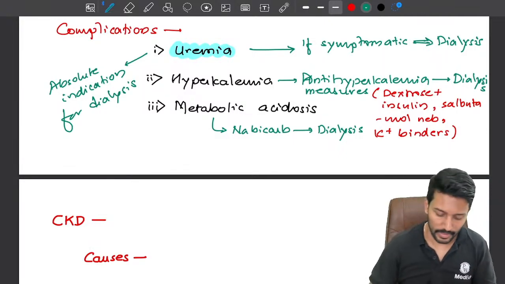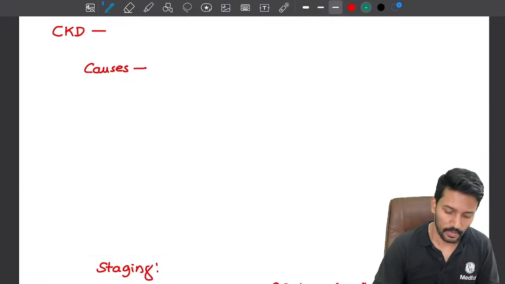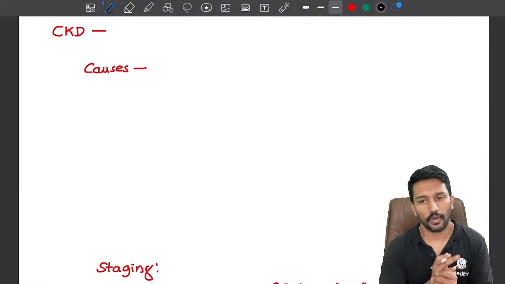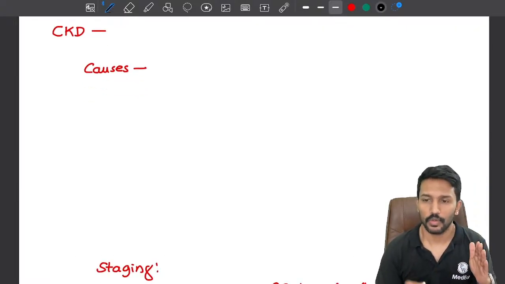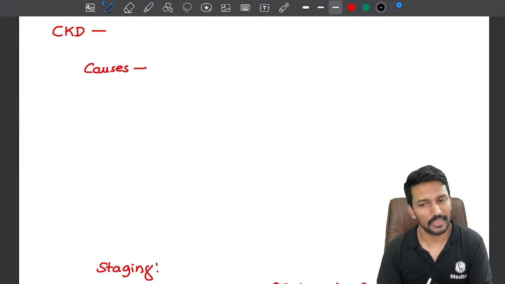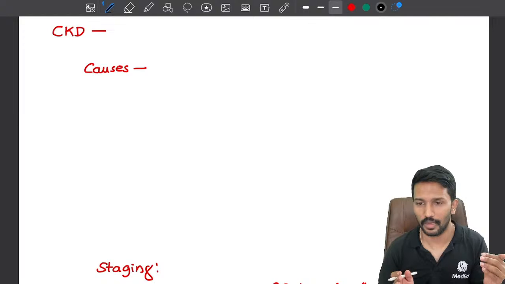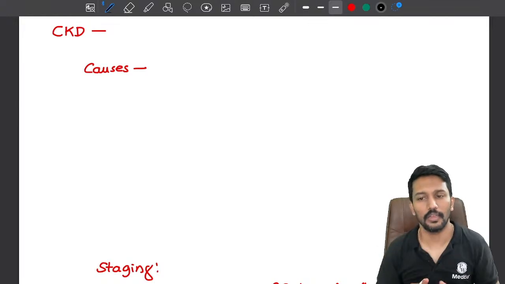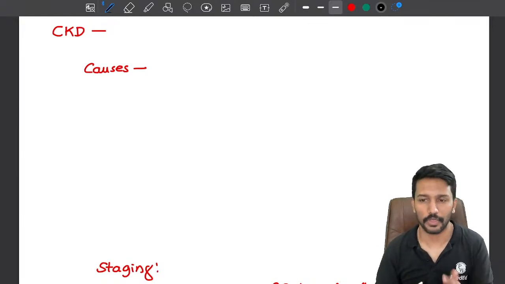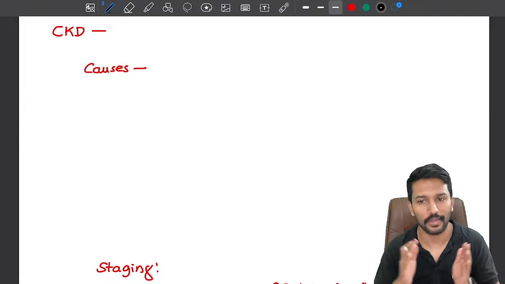Okay, so that is about the acute kidney injury. We will move to the chronic kidney disease or CKD. Now when it comes to chronic kidney disease, how to differentiate between acute kidney injury and CKD? The best investigation is imaging. If you have altered renal functions, creatinine high, urea high, and a shrunken kidney or loss of corticomedullary differentiation in the kidney, it is a case of chronic kidney disease.